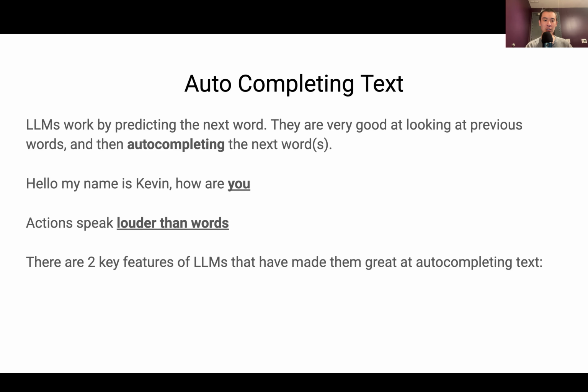There are two key features of LLMs that have made them great at auto-completing text. Number one is transformers, which we talked about earlier on in this course. And the next feature is training on unlabeled text. Let's talk about transformers first.